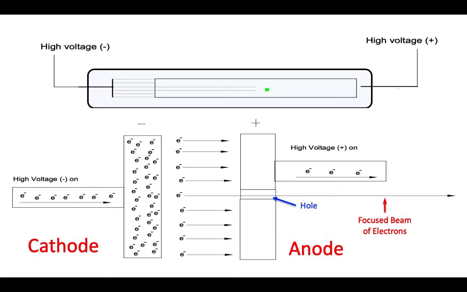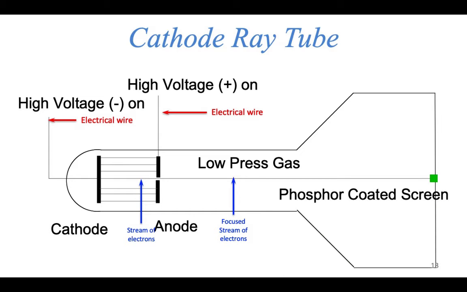By placing a hole in the anode, they were able to produce a focused beam of electrons that they could experiment with. Additionally, they coated the end of the tube with a phosphor. A phosphor is a compound that will glow when struck by fast-moving particles, such as electrons or neutrons. This gave them a way to see where the beam was and how the beam was affected by different variables such as an electric or magnetic field.